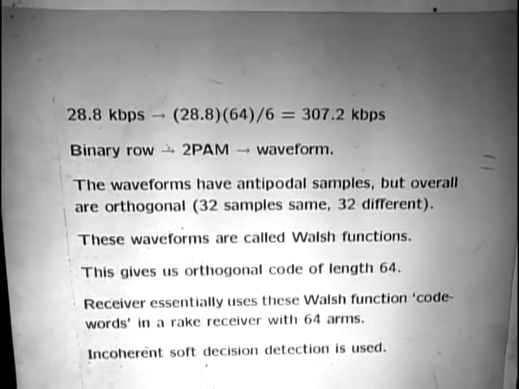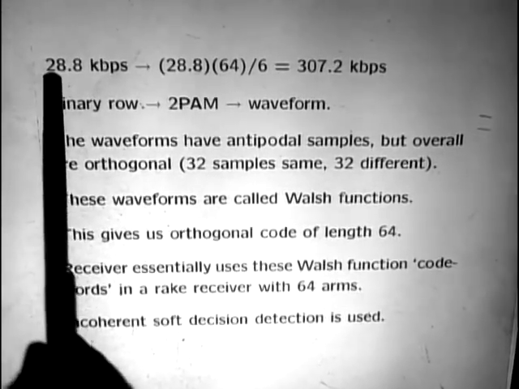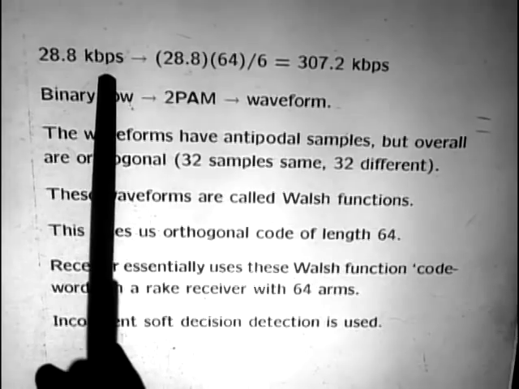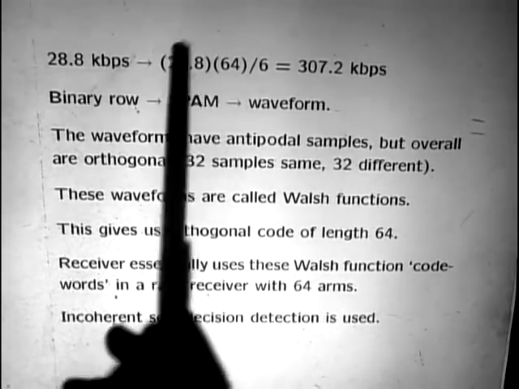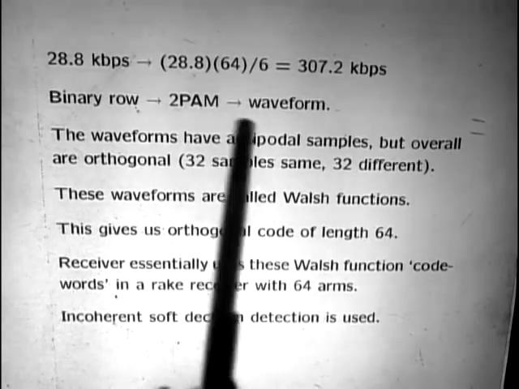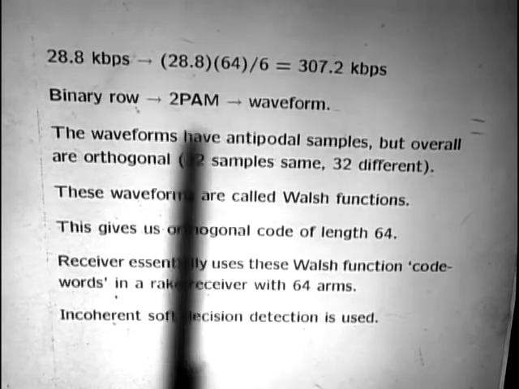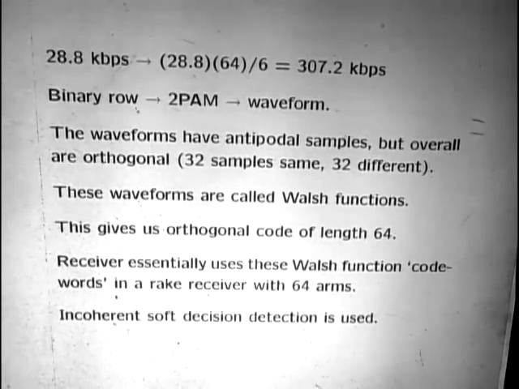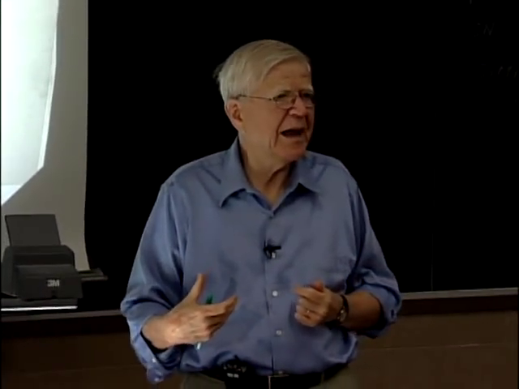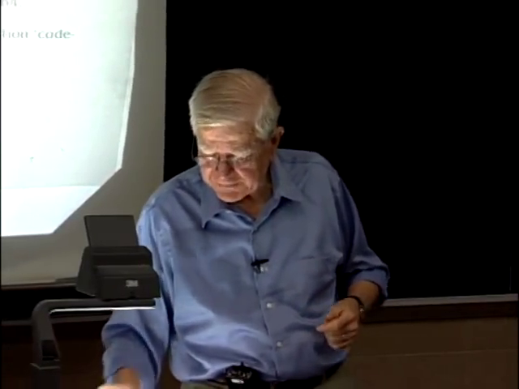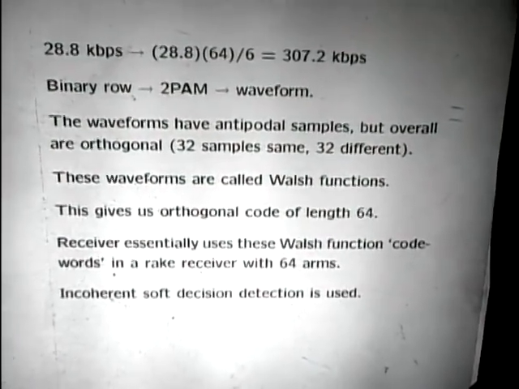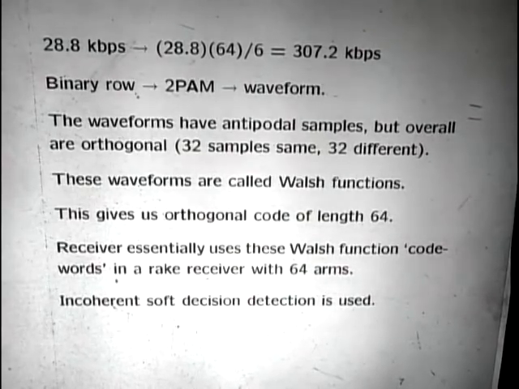Okay, so at this point, we have gone into this orthogonal code generator with 28.8 kilobits per second. We have come out of it with 28.8 kilobits per second times 64 over 6. Namely, for each 6-bit segment in, we've gotten 64 bits out. So the total number of bits has gone up by a factor of 64 divided by 6. So we're suddenly up to 307.2 kilobits per second.